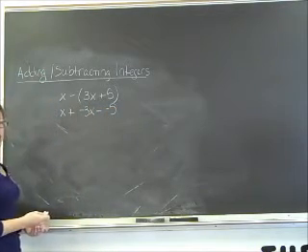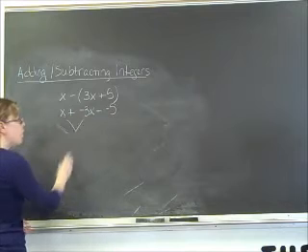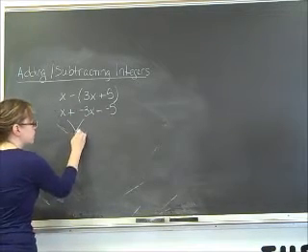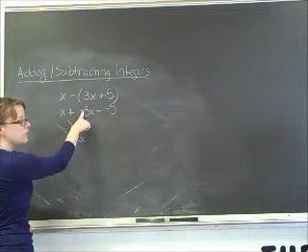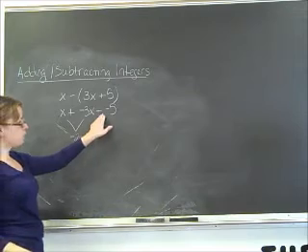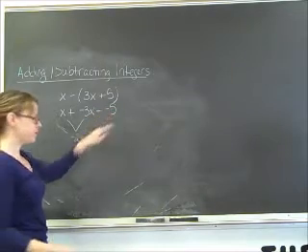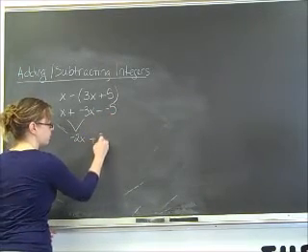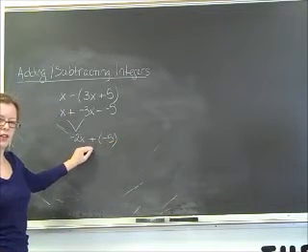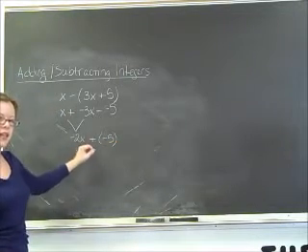Now I combine my like terms. 1x plus negative 3x gives us negative 2x. We keep the sign of the bigger number, subtract the smaller one. Now we're left with this leftover negative 5. It just drops down. I can't add it together because they're not like terms, so this is as far as I can go.